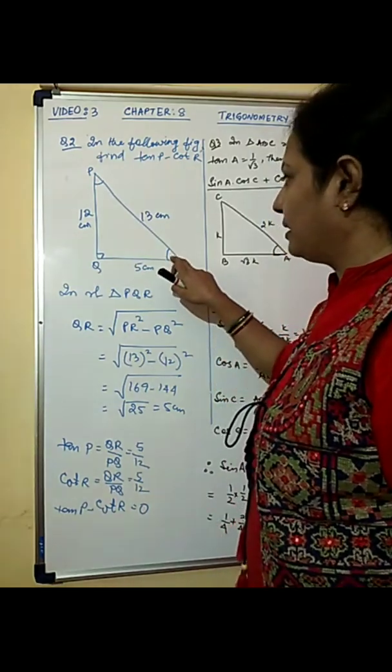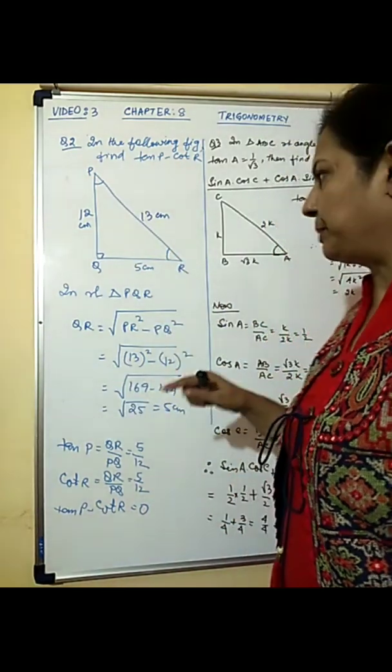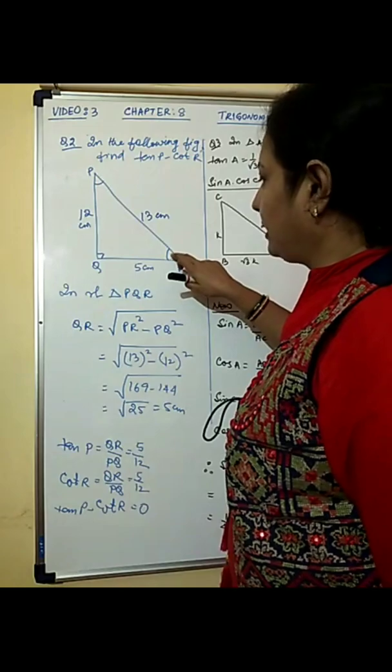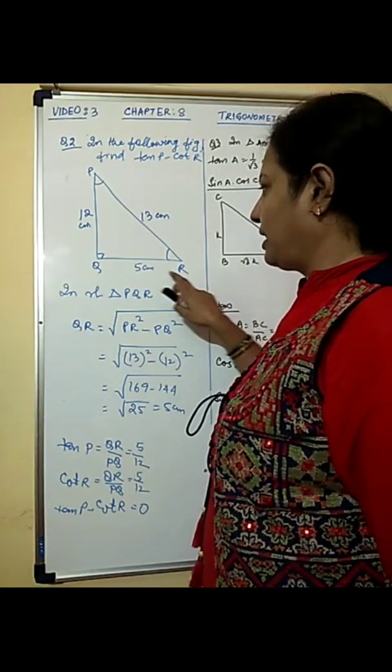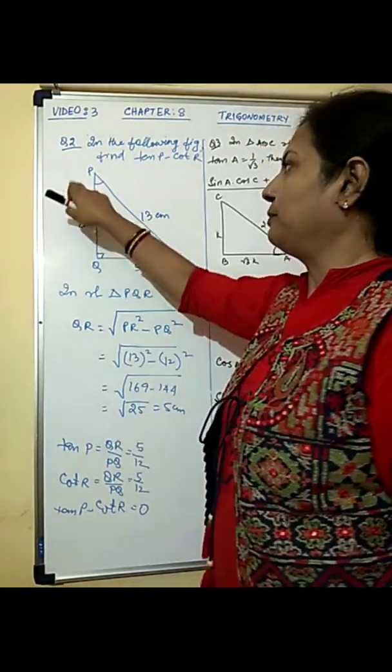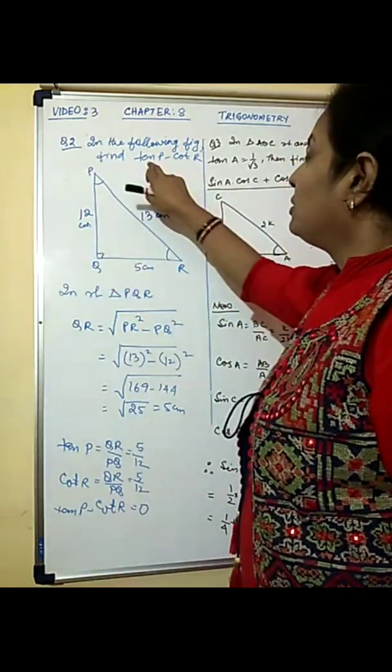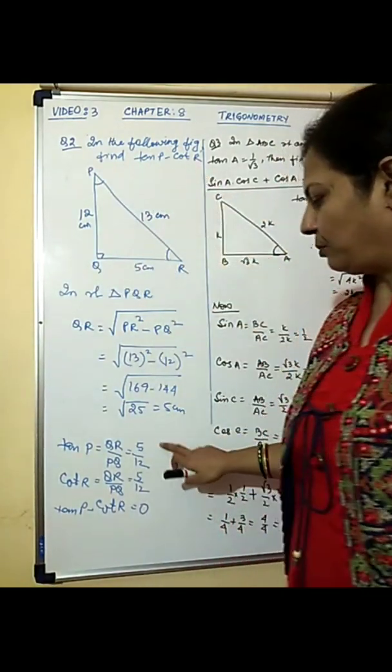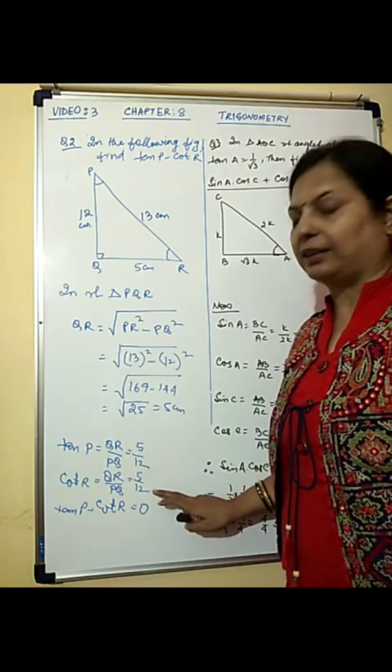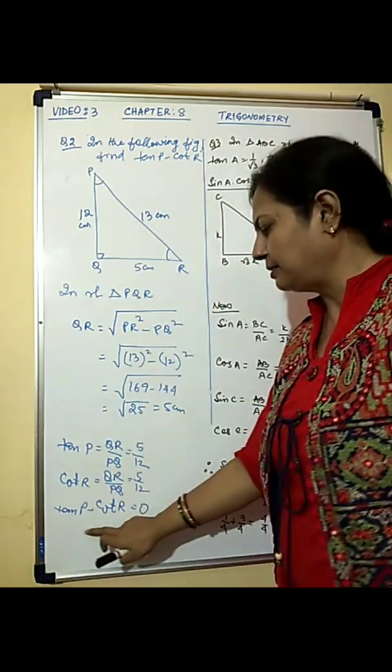Cot R is base by perpendicular. This is an acute angle R, and for this acute angle R, this is the base. So again 5 by 12. So the values of tan P and cot R are both equal, 5 by 12 each. So the difference is 0.